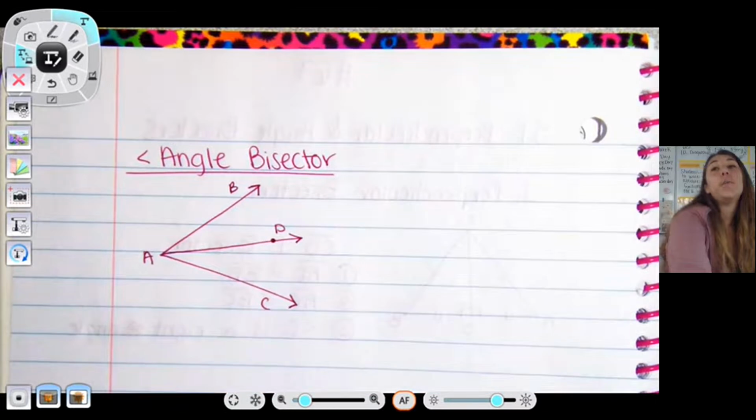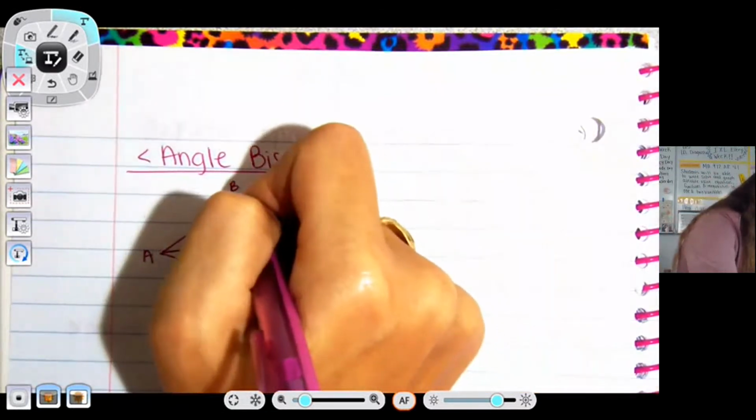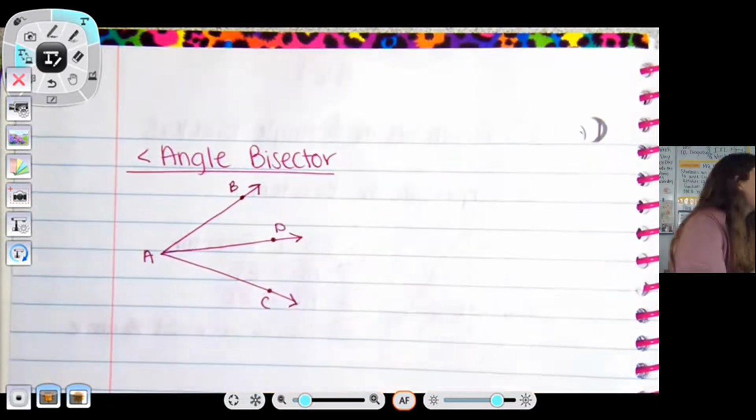Okay, I want you to put points where B and C are, and then Ray D also has a point, so we're just going to draw some points at those.